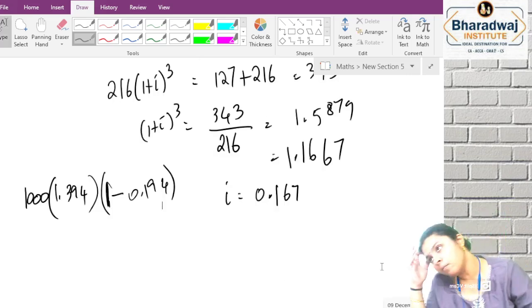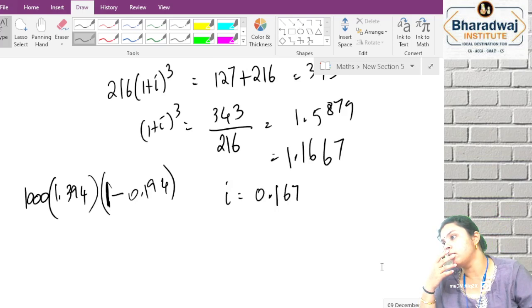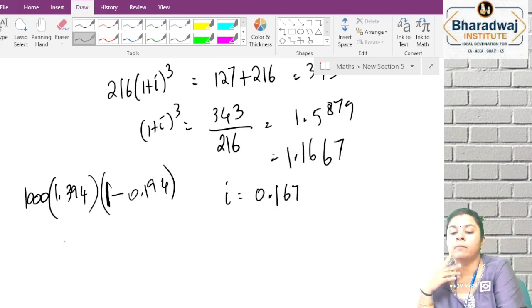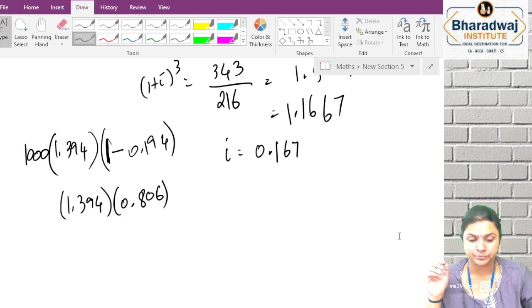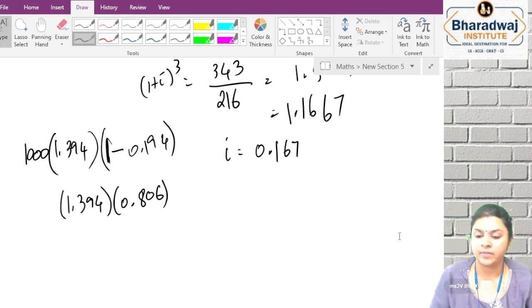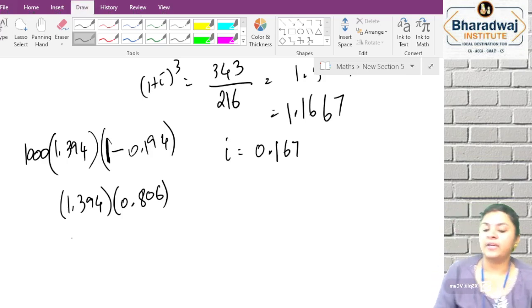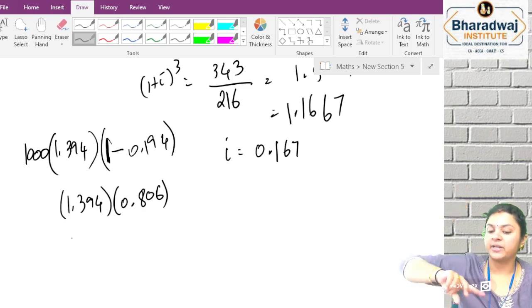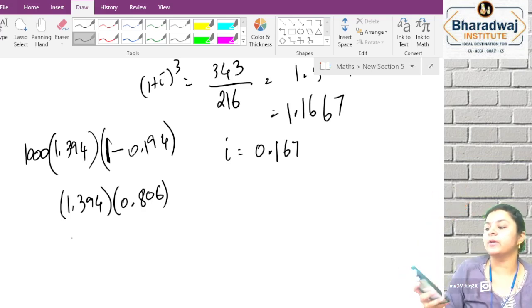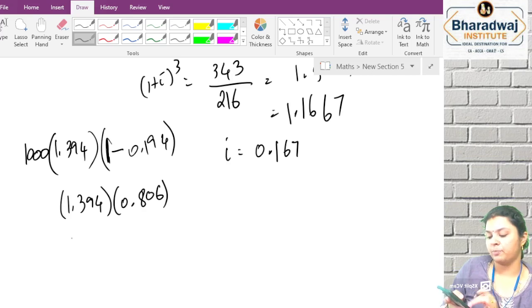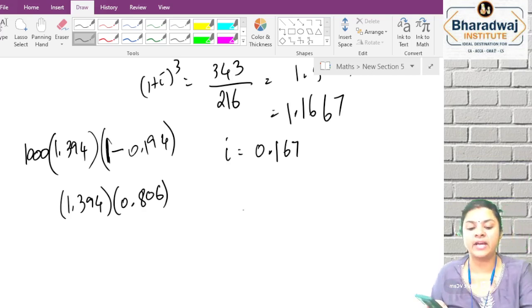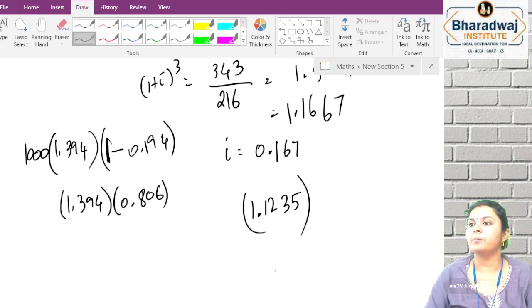Which is, so 1.394 into 0.806. Okay. Now listen here. 1000 is the population. For every year, the rate of increase is 1.394. Rate of decrease is 0.806. So you combine these two, you will get the combined rate of increase or decrease every year. So 1.394 into 0.806. So every year the increase rate is 1.1235. Correct? 1.1235.